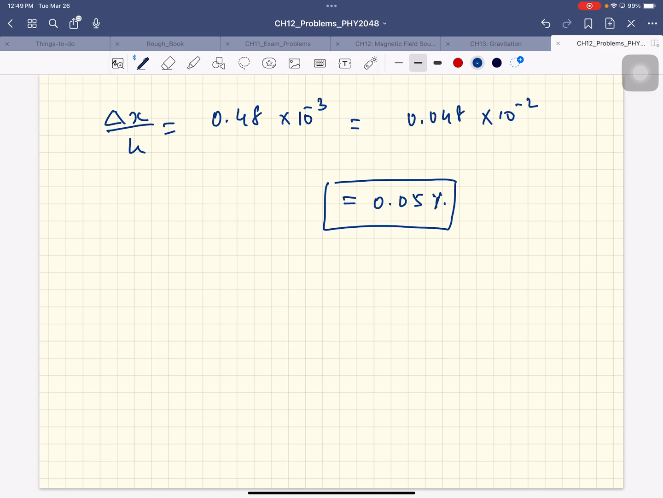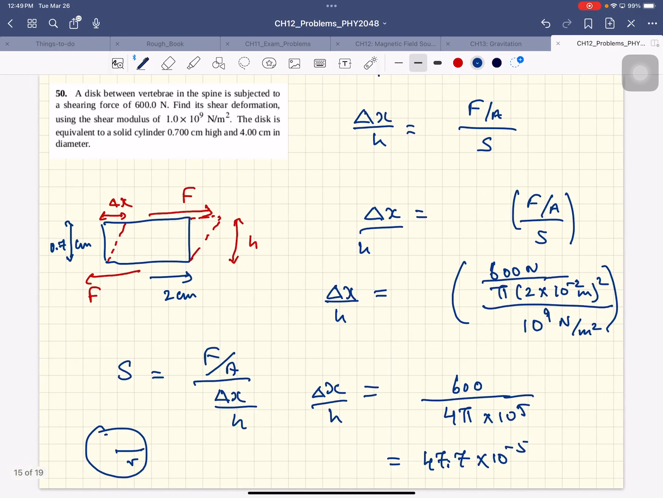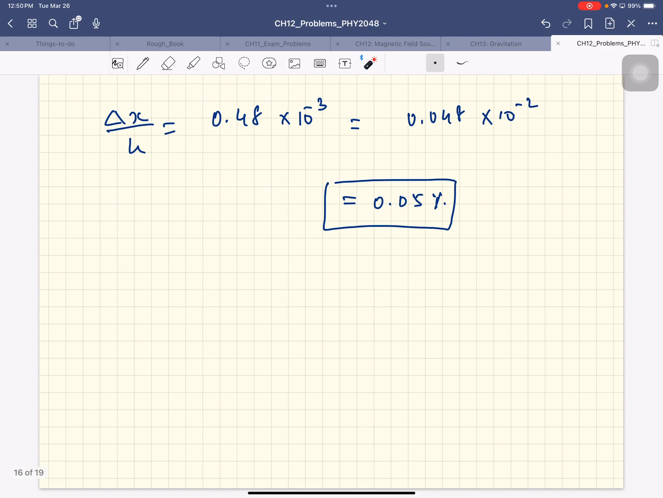So the disc is pretty good, and the shearing force, 600 newtons, is your weight. That's a large shearing force. Okay, and it deforms very little. So let's calculate the actual delta x, which is h times that. And h was 0.7 centimeters.